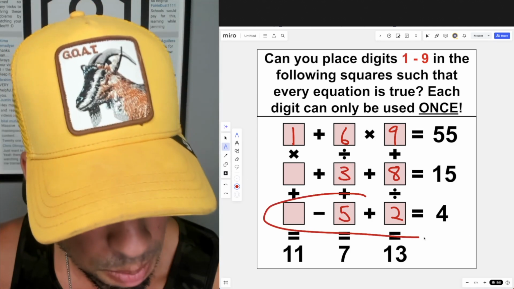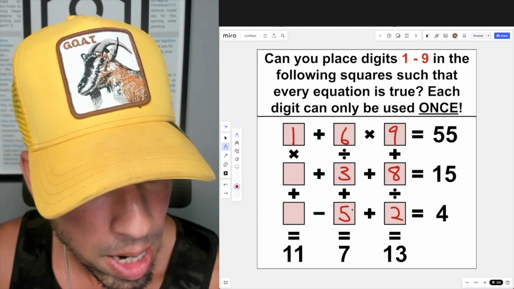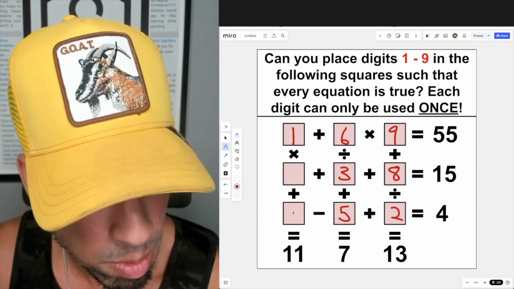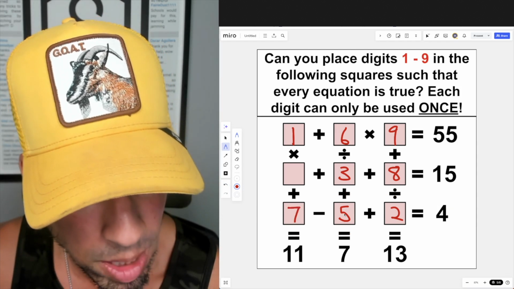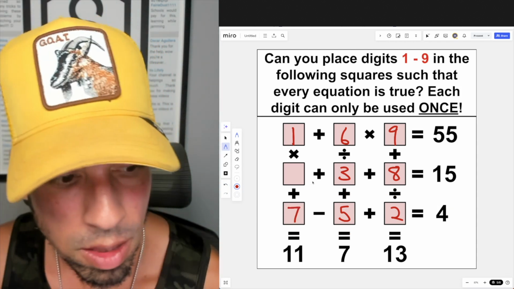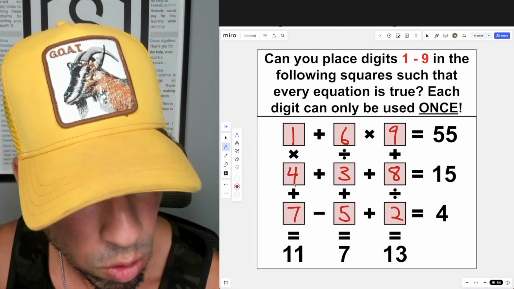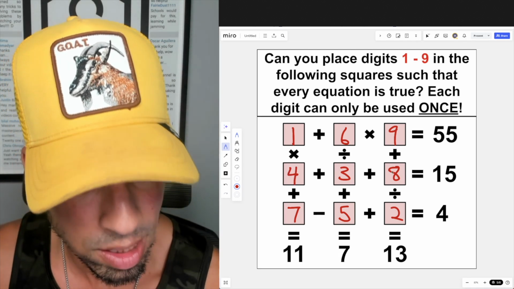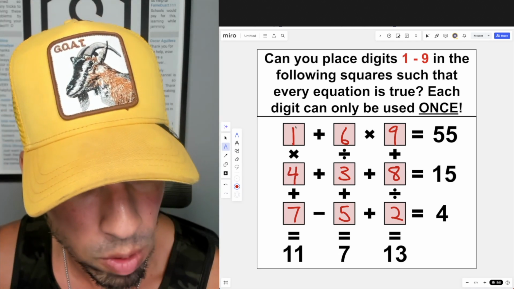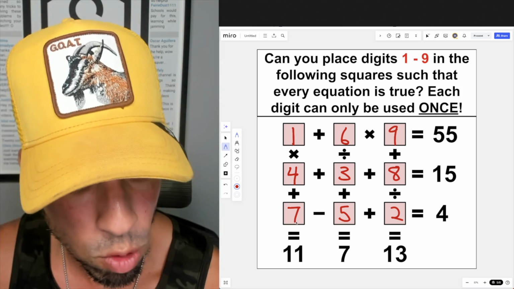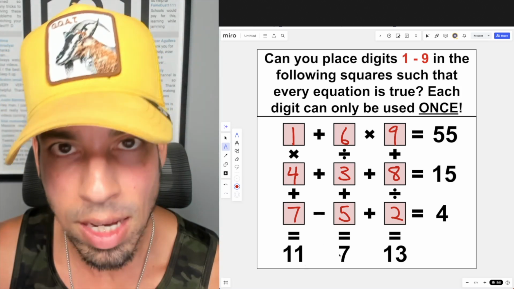So now let's look at this bottom equation. What minus 5 plus 2 is going to give me 4? That's going to be 7, right? 7 minus 5 is 2, plus 2 is 4. That means that 4 has to go here, but let's check that. 4 plus 3 is 7, plus 8 is indeed 15. Now going down, 1 times 4 is 4, plus 7 is indeed 11. That's how you do it.